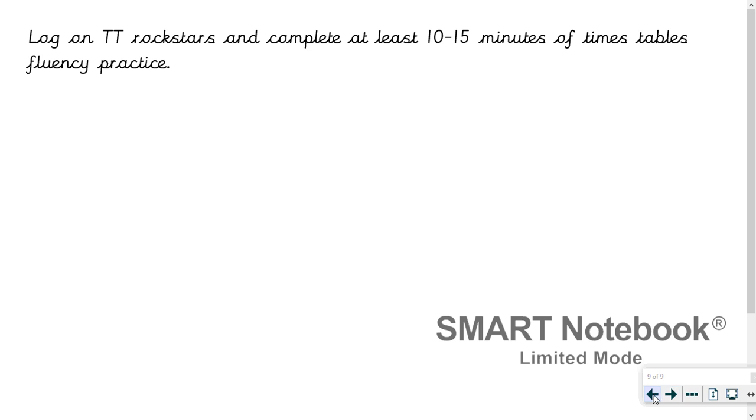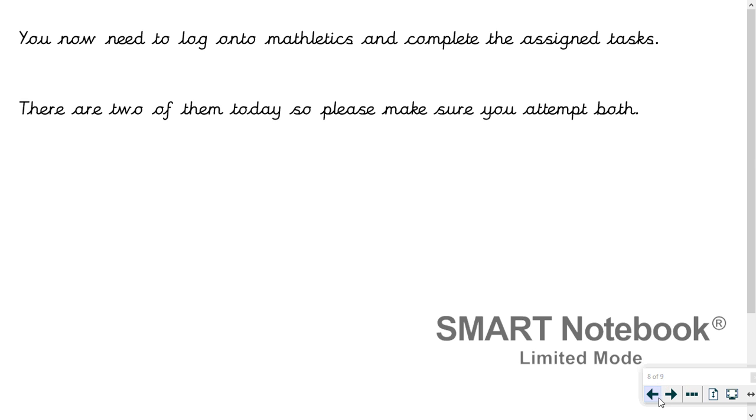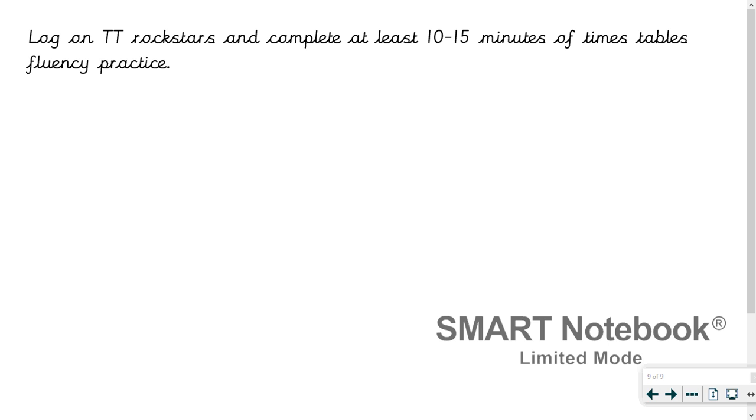You are going to go on to TT Rockstars to finish your week, 10 or 15 minutes, try and earn those points for the class battle. Okay, so on to mathematics, have a go at both tasks, and then on to Times Table Rockstars, sorry.